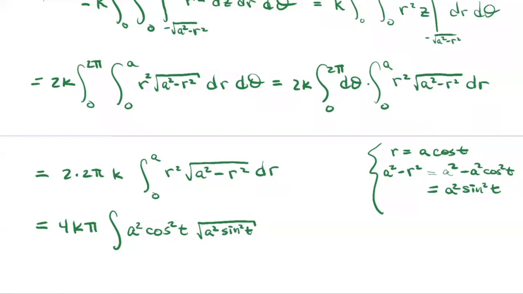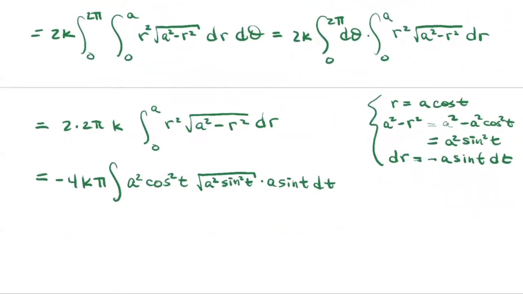Now dr would be negative a sine t dt. So I'll have to have a minus sign out in front of all this, like that. And let's put in an a sine t dt, like that. Not a big fan of these even powers on an integral.